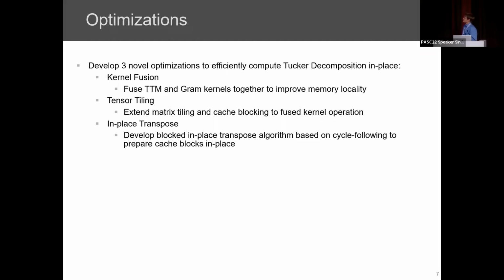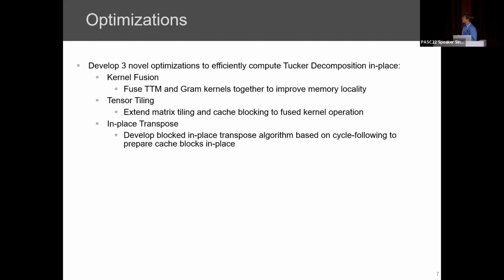So we're going to do this through 3 novel optimizations. The first is kernel fusion. We're going to show how we can combine the TTM and gram kernels together and improve the memory locality of the algorithm. We will then extend matrix tile and cache blocking techniques to this fused kernel operation, basically posing the computation as a series of cache blocks.